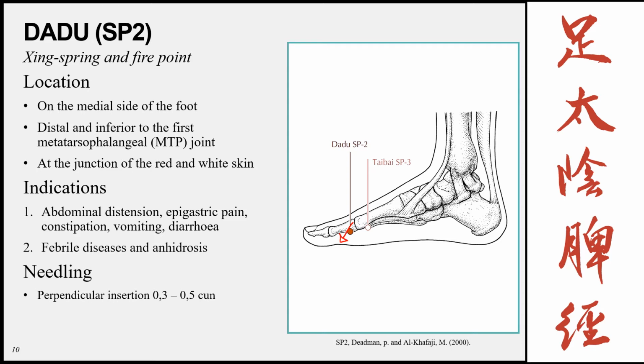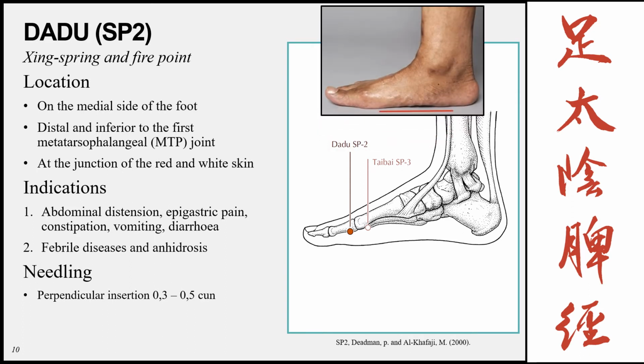So what we are looking for is that depression at the junction of the red and white skin. Remember, we talked about this red and white skin before. If I bring in an image here, it might be quite difficult to see, but there is a faint red outline here. And if you follow this, you can see it going all the way here on the bottom of the foot.